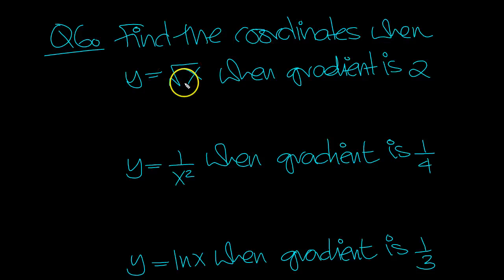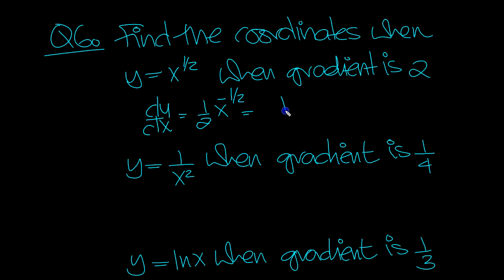Find the coordinates of this curve when the gradient is 2. So the gradient function, this is x to the half, so I'm going to write it down in the question straight away. X to the half. So the gradient function is dy/dx. Differentiate then: half x to the minus a half, which equals 1 over 2 root x, isn't it?